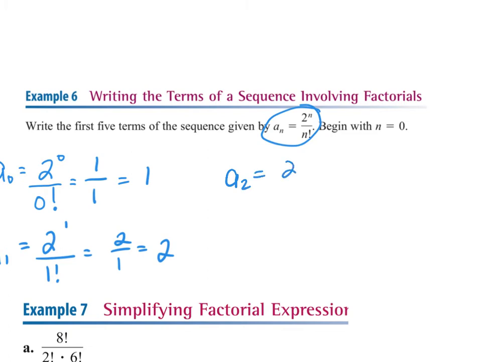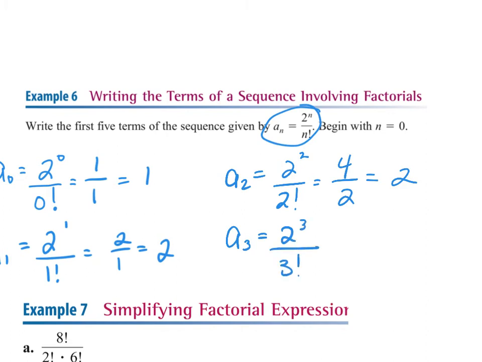So I have 2 to the second power over 2 factorial. So 2 times 2 is 4. And 2 factorial just means 2 times 1, which is 2. So 4 divided by 2 is 2. All right, so now 3. I have 2 to the third power over 3 factorial. Now, if you have something like this, this is what I want to see. 2 to the third power is what? 8. Divided by, what does 3 factorial mean? 3 times 2 times 1.